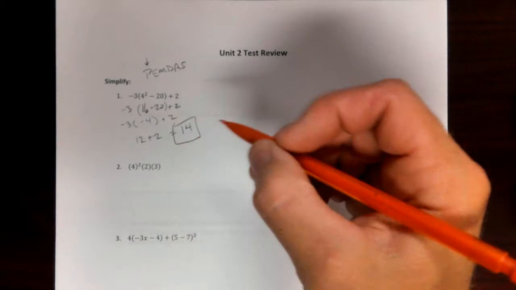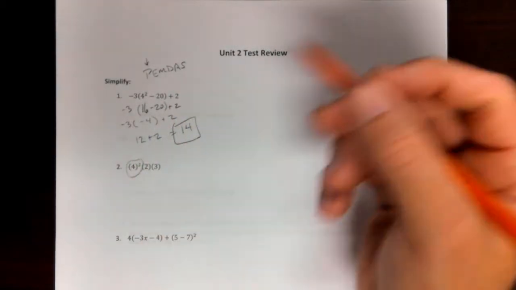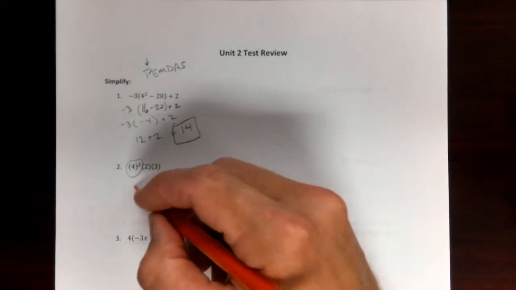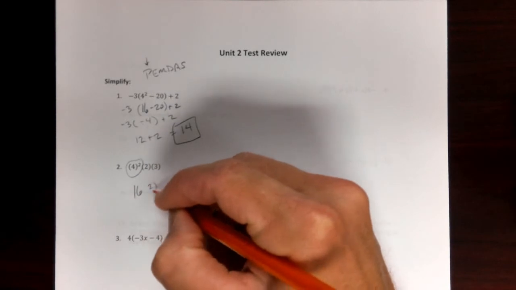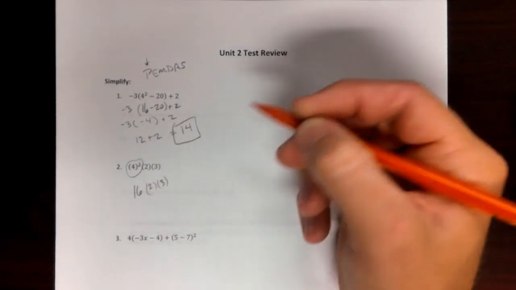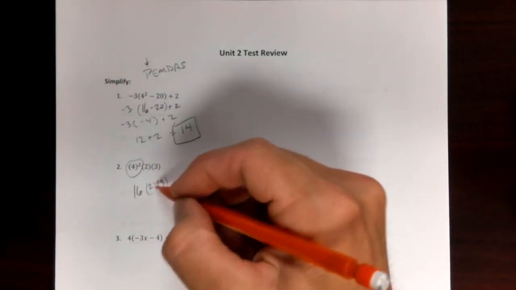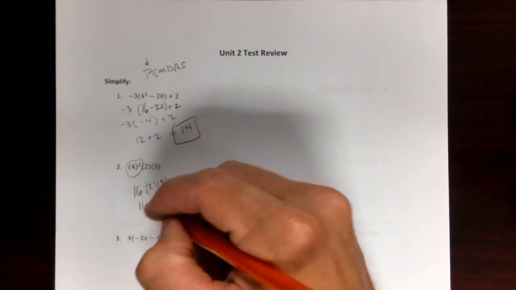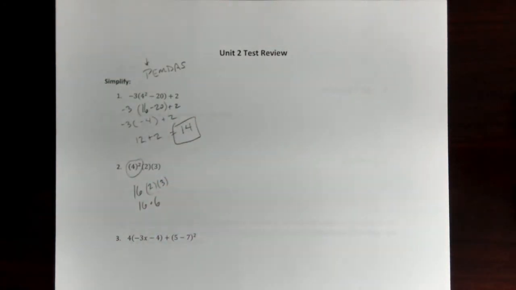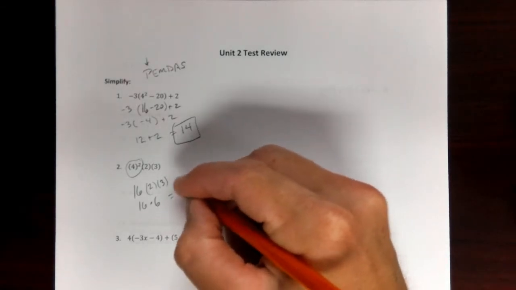Number two, same thing, PEMDAS. So the first thing I'm going to do is this exponent right here. 4 squared is going to give me 16. And then that's times 2. And then times 3. Those are all multiplied together, so 16 times 2 times 3. I could say 16 times 6, or I could say 16 times 2, which is 32, and then 32 times 3. It all gives me the same answer, right? It's going to give me 96.